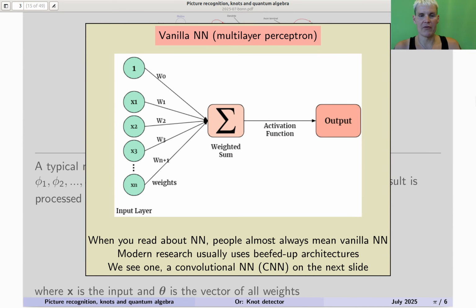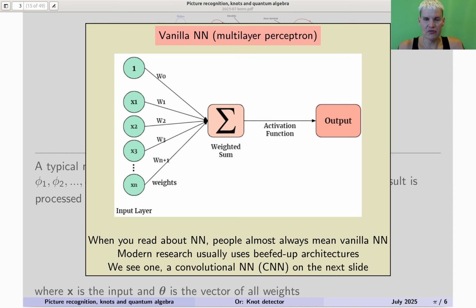The vanilla neural network has some inputs, the weights, the parameters that you can change. You essentially take a weighted sum, you have some activation function, and you get an output. Very easy, and you just have 100 of them in a row. When you read about neural networks, people almost always mean vanilla, unless you're an expert in the field. Then modern research usually uses, for example ChatGPT, a beefed up architecture, like a transformer.